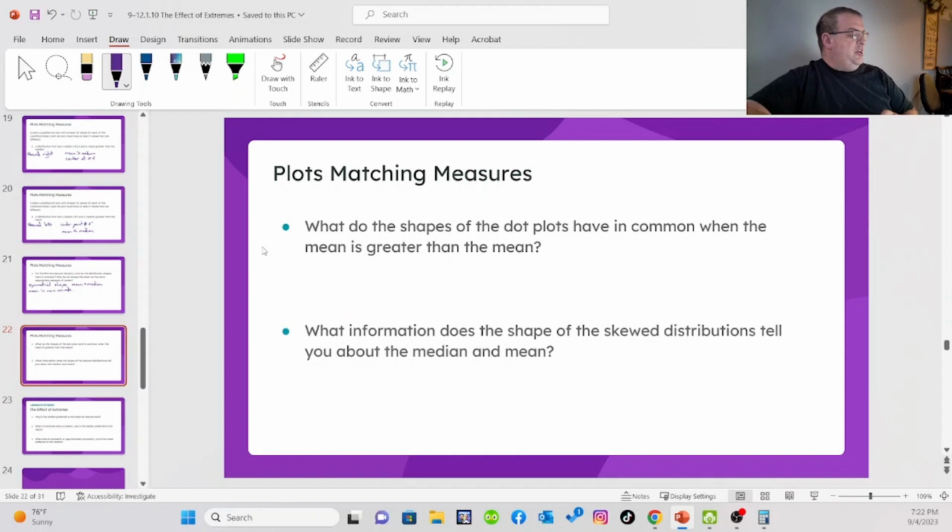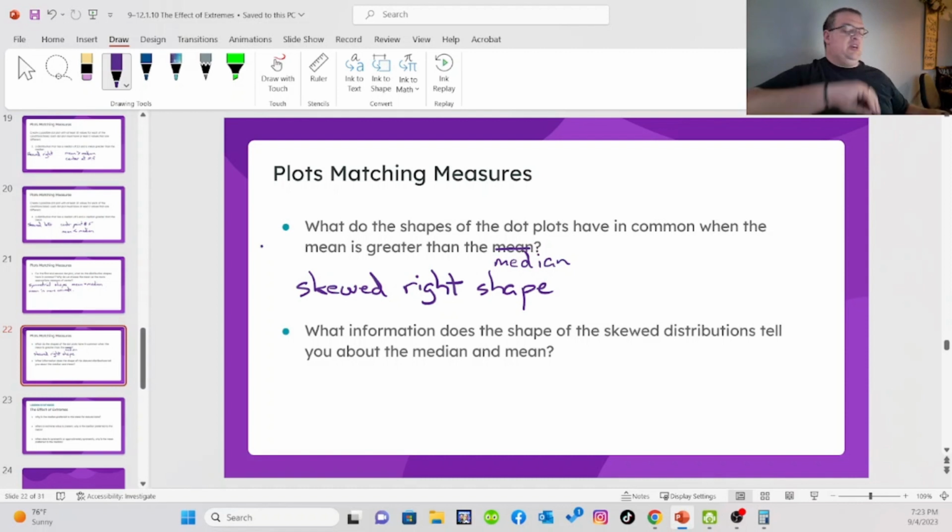Next it asks, what do the shapes of the dot plots have in common when the mean is greater than, this should say, median? So when the mean is greater than the median, that means we have a skewed right shape, because the mean will always follow the tail. So in order for the mean to get bigger, it needs to follow the tail to the right.